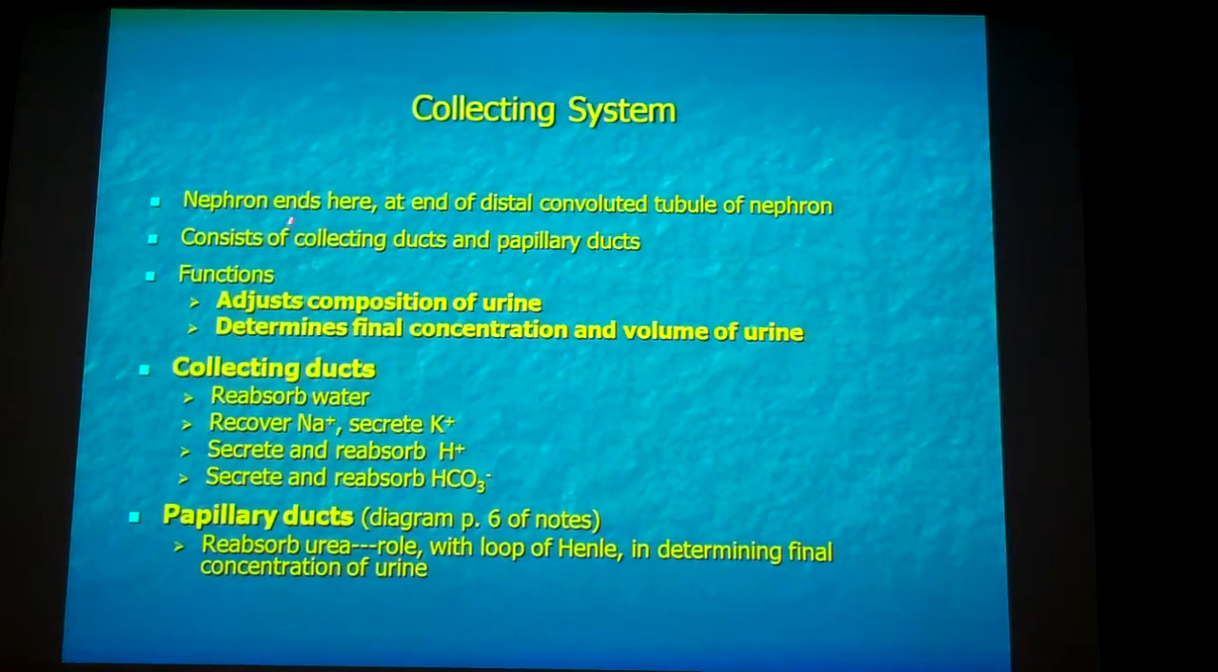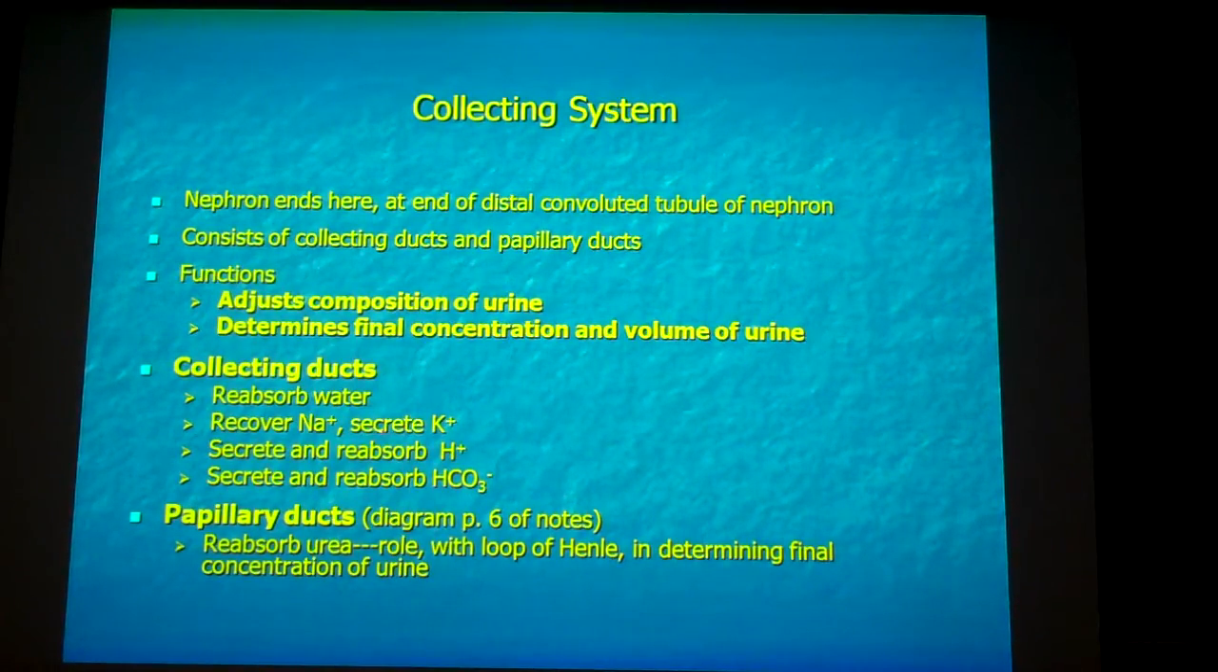All right. So we're going to adjust the composition of urine. We're going to adjust its final concentration in these collecting ducts. What happens in there? We're going to reabsorb some water maybe. We're going to recover some sodium, maybe get rid of some potassium. We can secrete or reabsorb hydrogen ions depending on the pH of the blood. We can secrete or reabsorb bicarbonate ions depending on the pH of the blood.